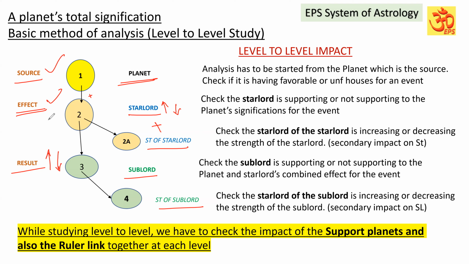If the planet and star lord are unfavorable and only the result is favorable, it does not mean that just because of the result the planet will become favorable. No. Source and effect are having an unfavorable grouping. The result only is going to be favorable. It will give some sort of result on the favorable side, but not a very good result because the planet and star lord are already unfavorable. That way, we have to study a planet, star lord, and sublord. That level wise study we have to do.